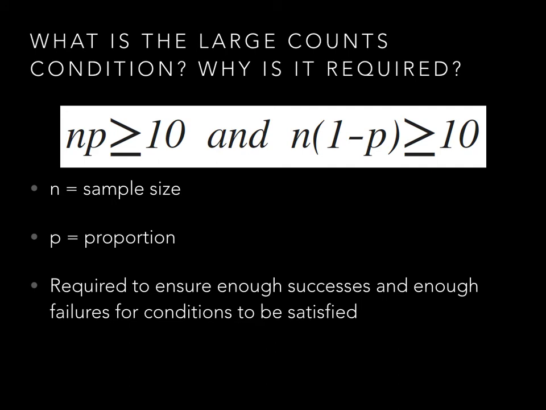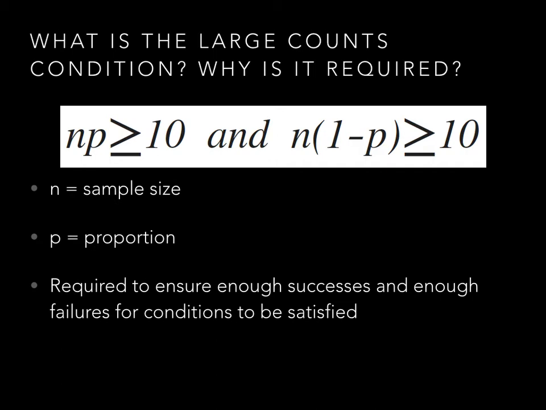What is the large counts condition and why is it required? That's going to be your sample size times the proportion has to be greater than 10, and your sample size times 1 minus the proportion is also greater than 10. I said less than 10 earlier, but I meant to say greater than 10. Greater than or equal to 10. And this is to ensure that we have enough successes and enough failures for the conditions to be satisfied.